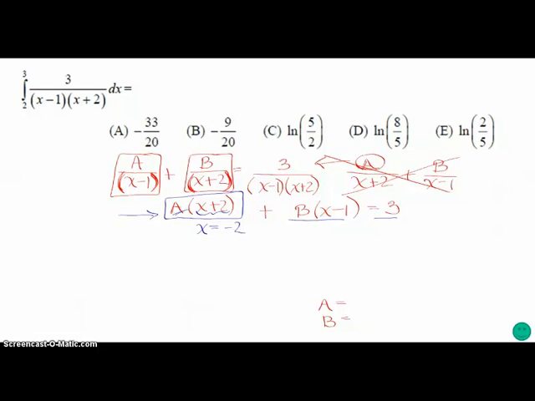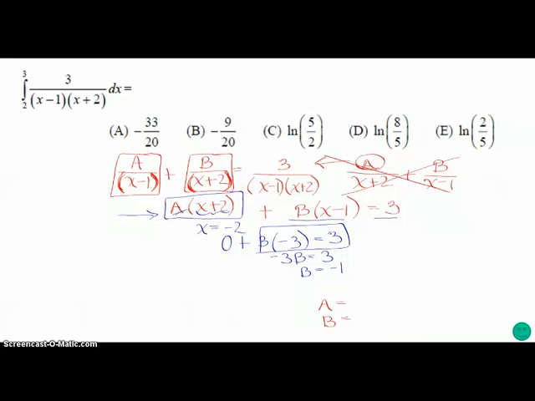So if I plug in x equal negative 2 into all three terms here, then the result is 0 plus b times negative 2 minus 1, which is negative 3. And now I just have one equation with one variable. And that equation is negative 3b has to equal 3. So very simply, we found out that b equals negative 1.